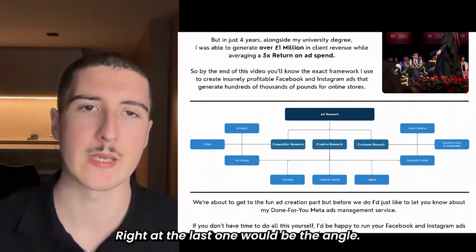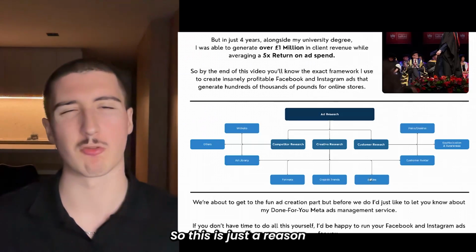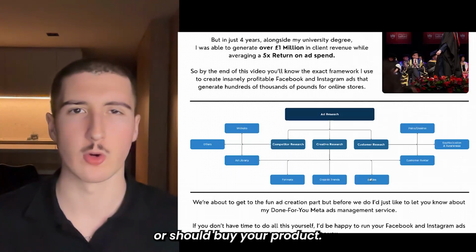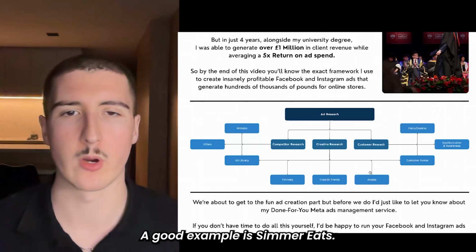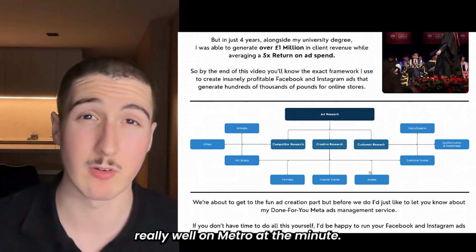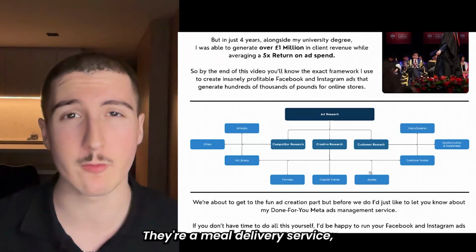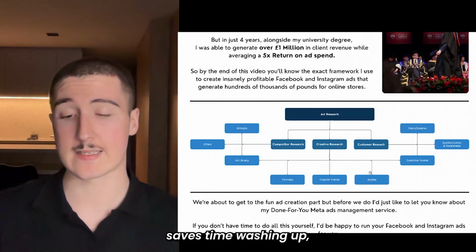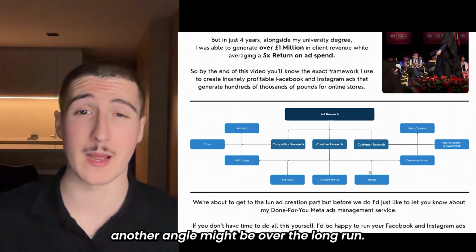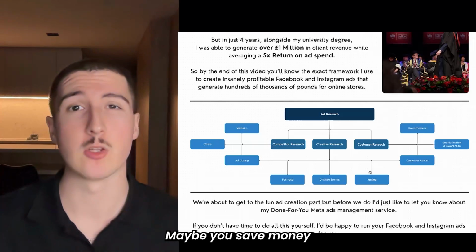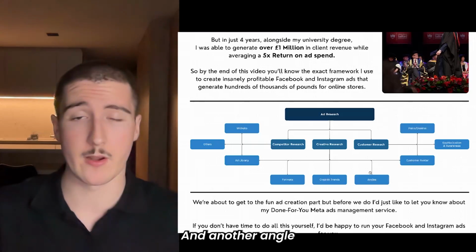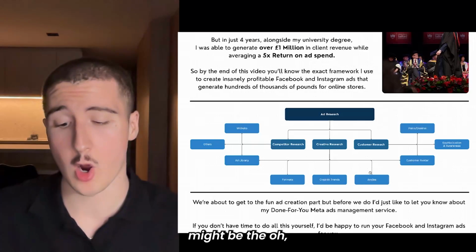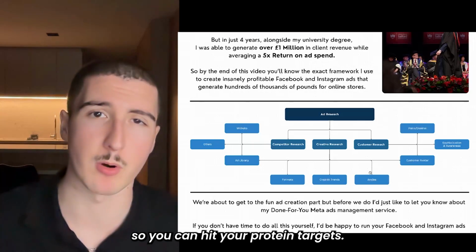The last one would be the angle. This is just a reason someone would, could, or should buy your product. A good example is Simmer Eats, a brand that's doing really well on Meta at the minute. They're a meal delivery service. So one angle might be that it saves time washing up. Another angle might be that over the long run, maybe you save money if you go out to eat a lot. And another angle might be that it has high protein, so you can hit your protein targets.